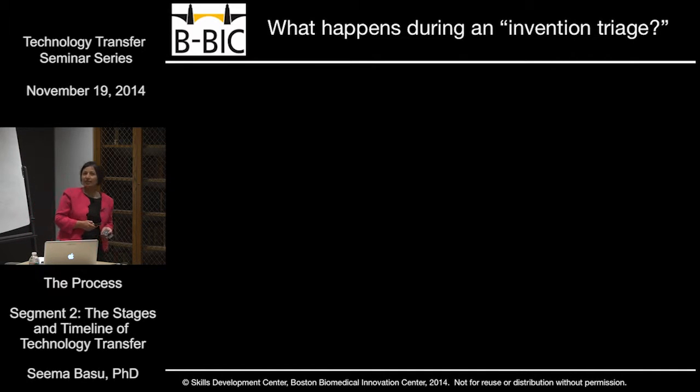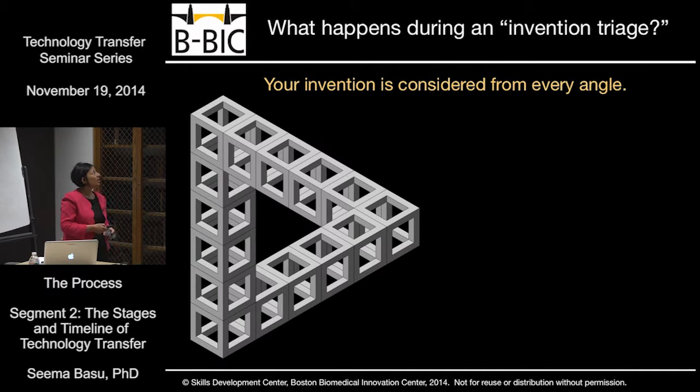So you've submitted the invention disclosure. What happens once you've submitted it? What does the invention triage process look like? The invention is considered from a triangulation of 3 parts to really evaluate it: from its intellectual property perspective, from its stage of science and development, and its commercial potential. What's the marketplace?